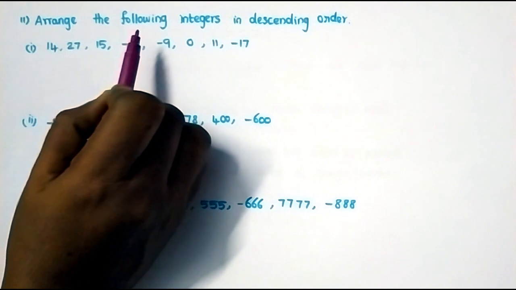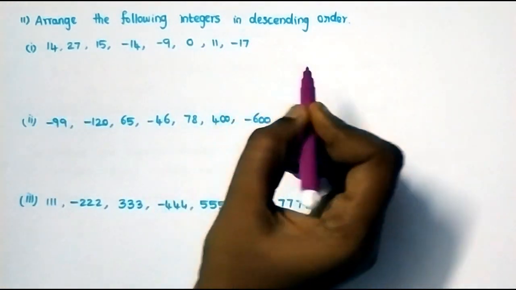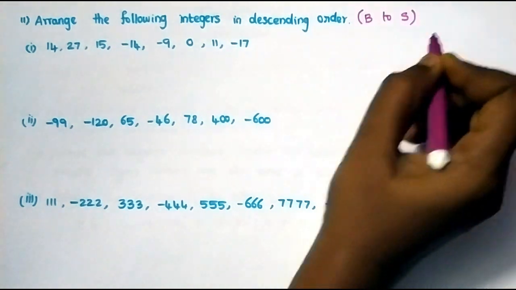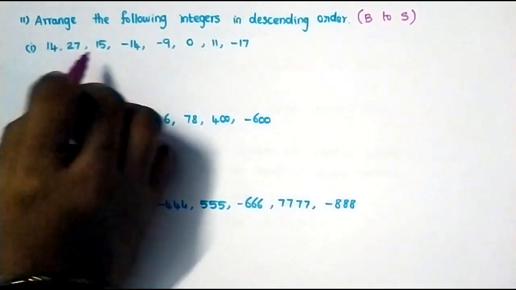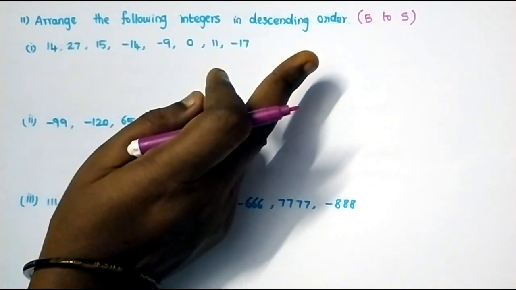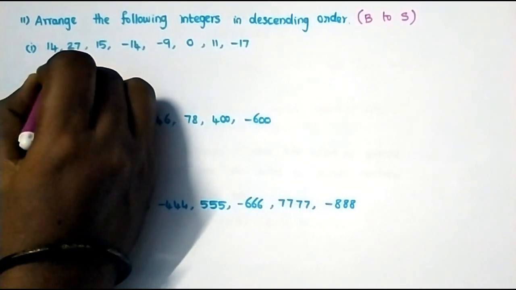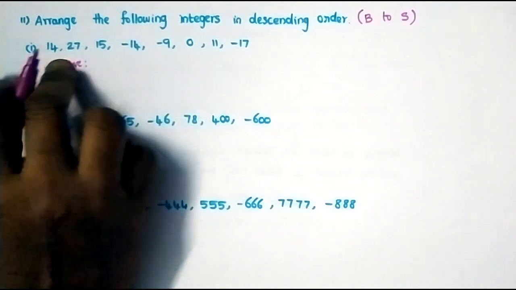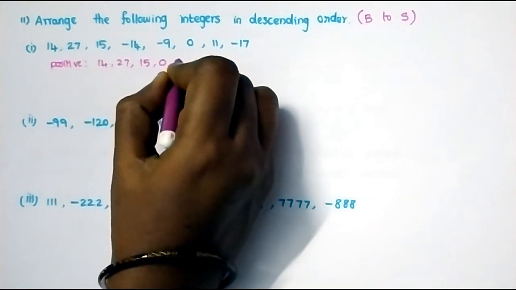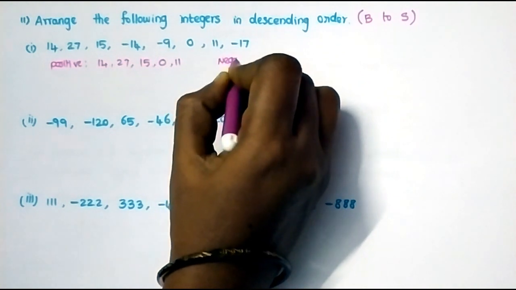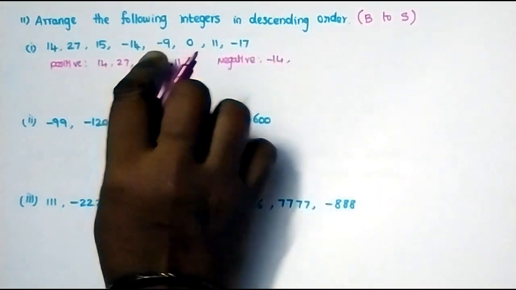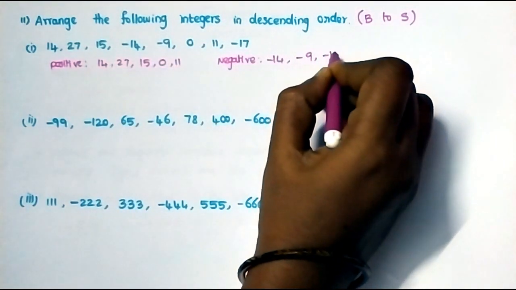11th sum, arrange the following integers in descending order. Descending order means big to small. Write down separately negative and positive integers. Here big to small, so first write down the positive integers: 14, 27, 15, 0 and 11, and negative: minus 14, minus 9 and minus 17.